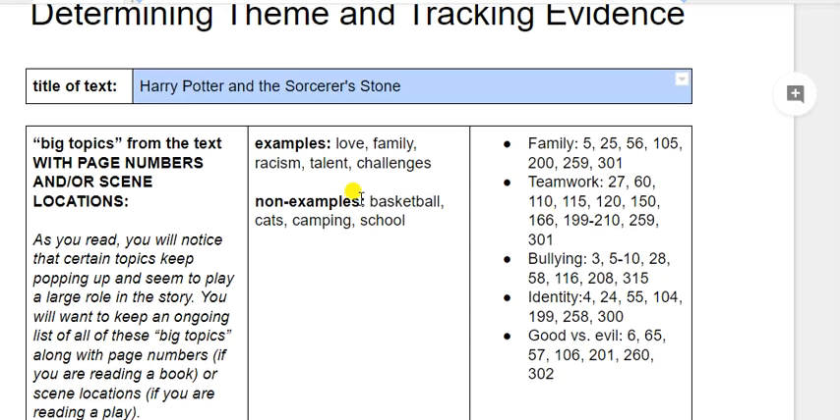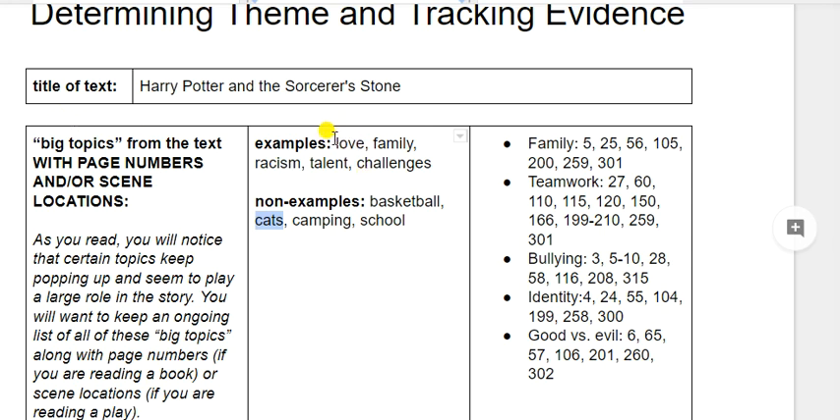So a big topic might be love, or family, racism, talent, challenges. Okay, these are big topics. These are big ideas, okay? So these are not good examples of big topics for you to choose. Basketball. So if a story has basketball in it, that's not what we're looking for. Or cats, camping, or school, okay? These might be settings or activities that are happening, or characters if it's some sort of story with talking animals. But these are not topics.